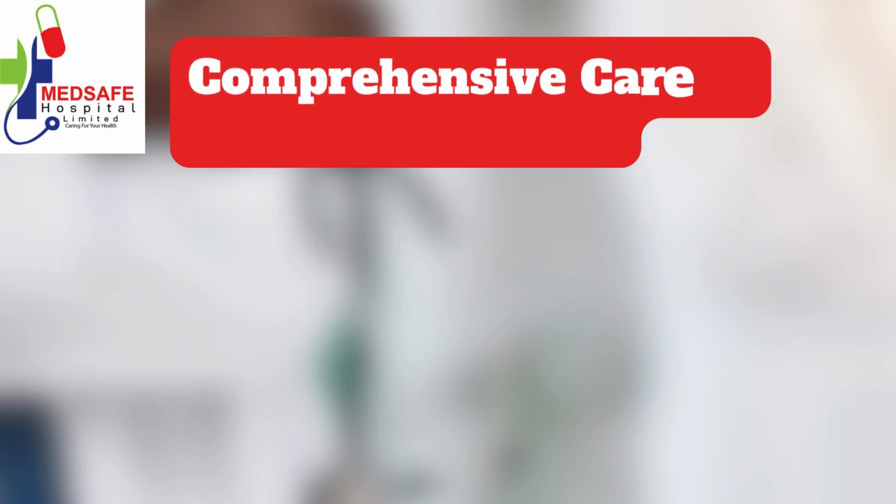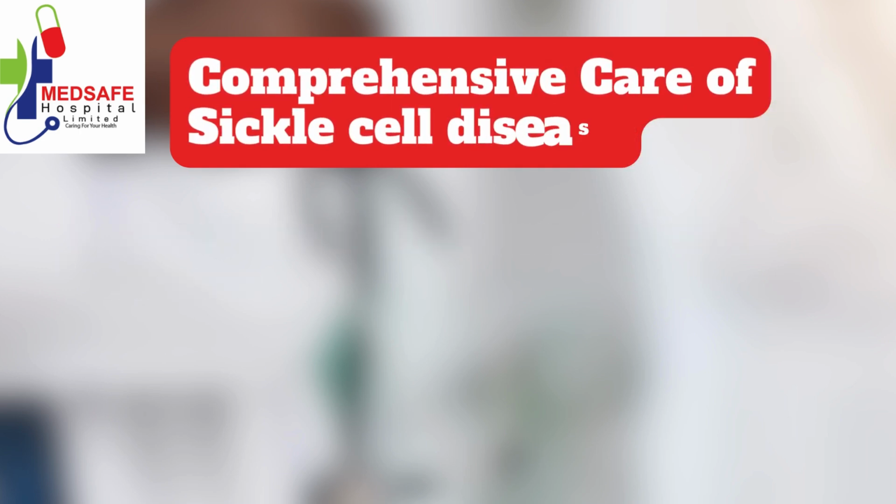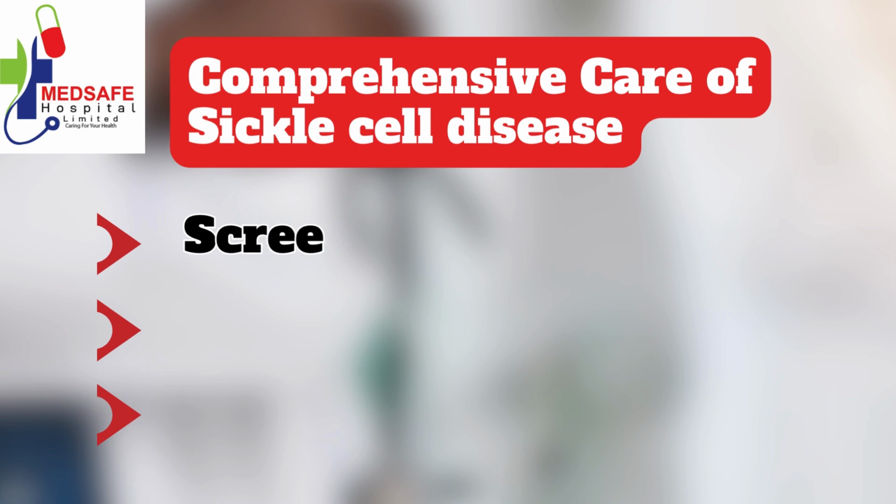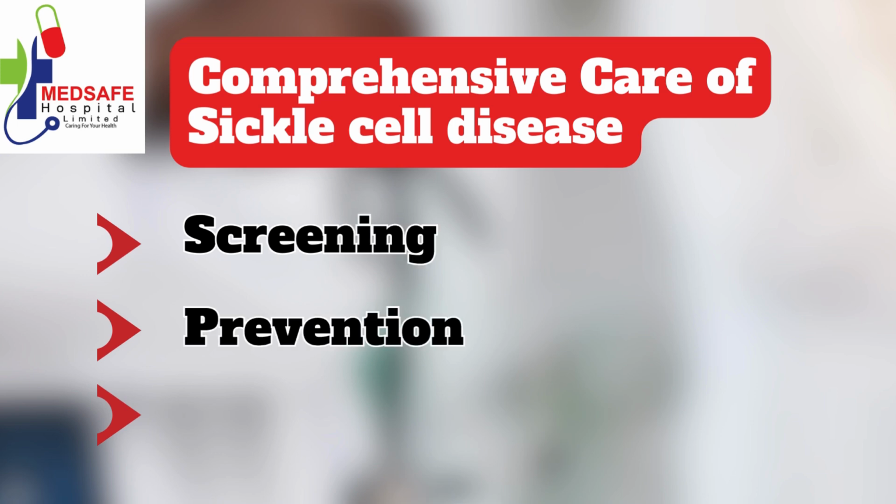So how do we help them? This is what they call comprehensive care of sickle cell. This involves screening, prevention and treatment of sickle cell. We have the screening. How do you do the screening? You do a sickling test. This sickling test will help you to know whether you have sickle cell or you don't have sickle cell.